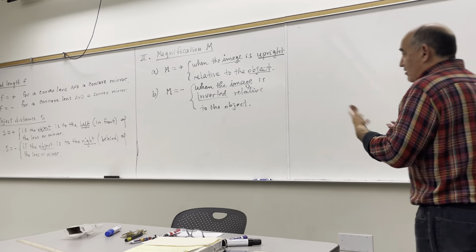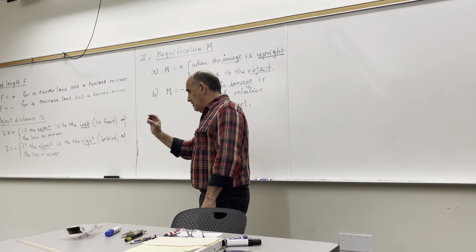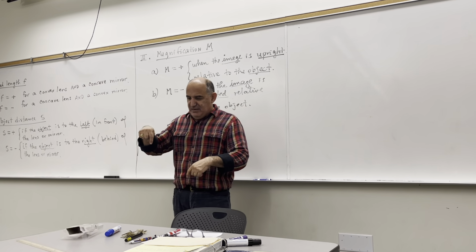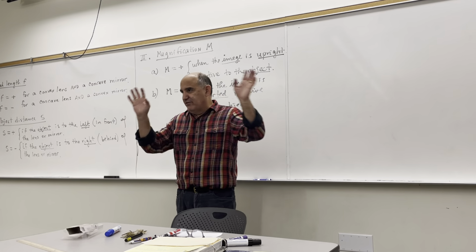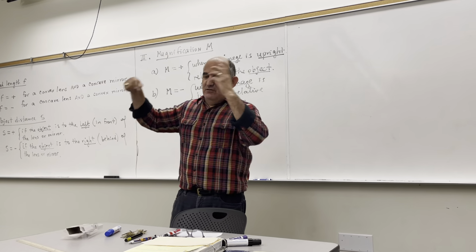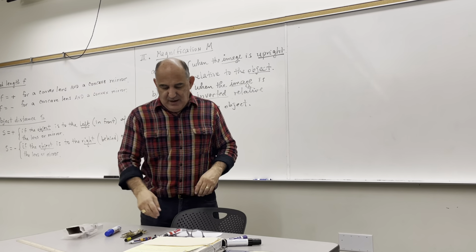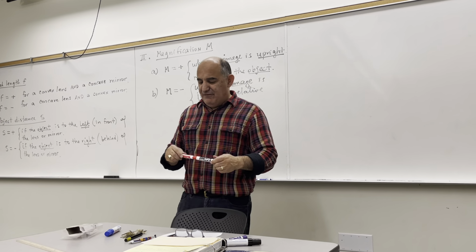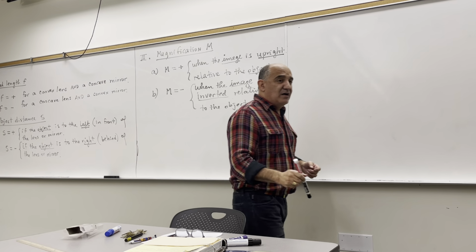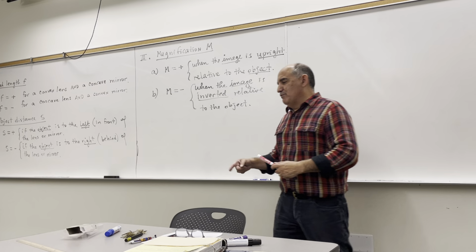So that's all there is to the magnification, right? Once you look at the value of the magnification, if you see a negative sign, it means that the image is inverted relative to the object, whatever the orientation of the object was. If the magnification is negative, it is inverted relative to the object. If the magnification is positive, then the image is upright relative to the object.